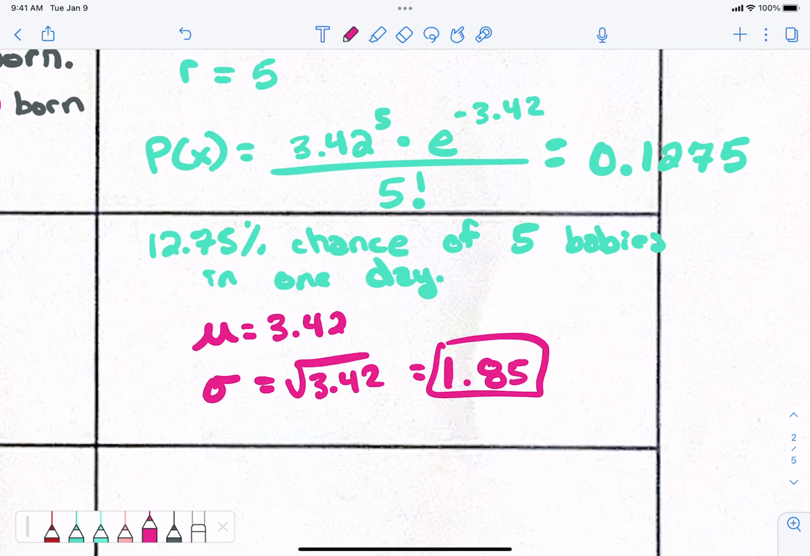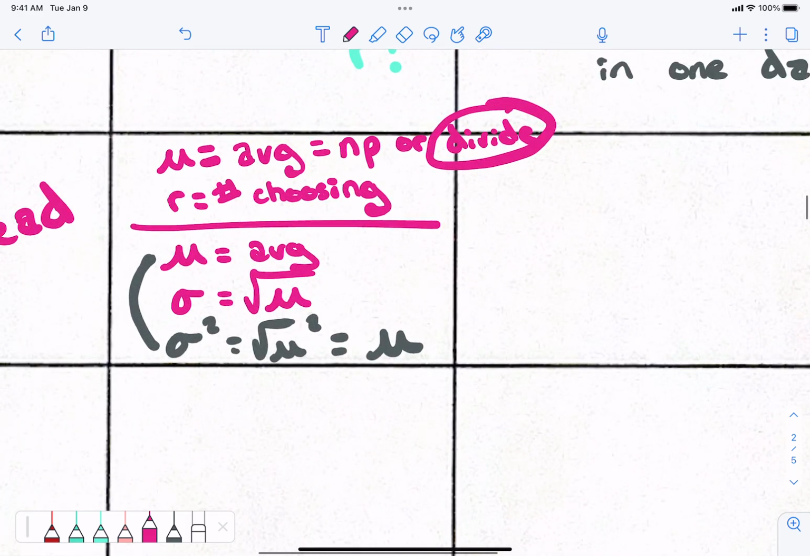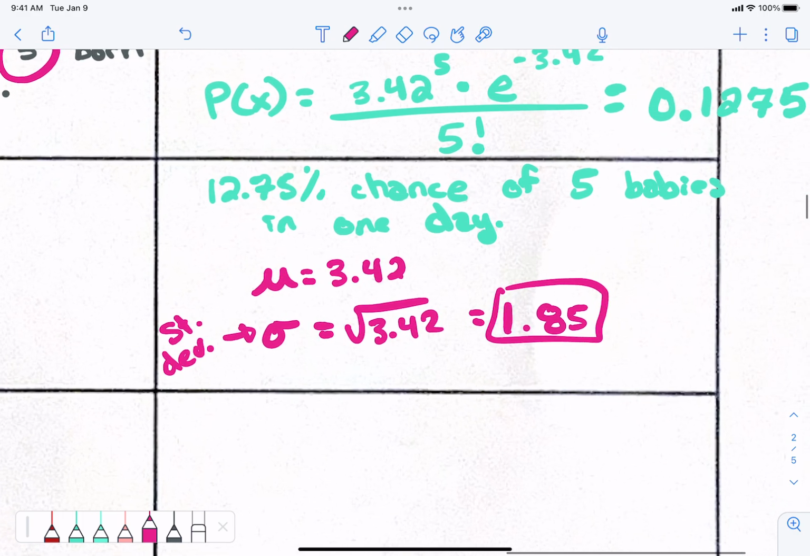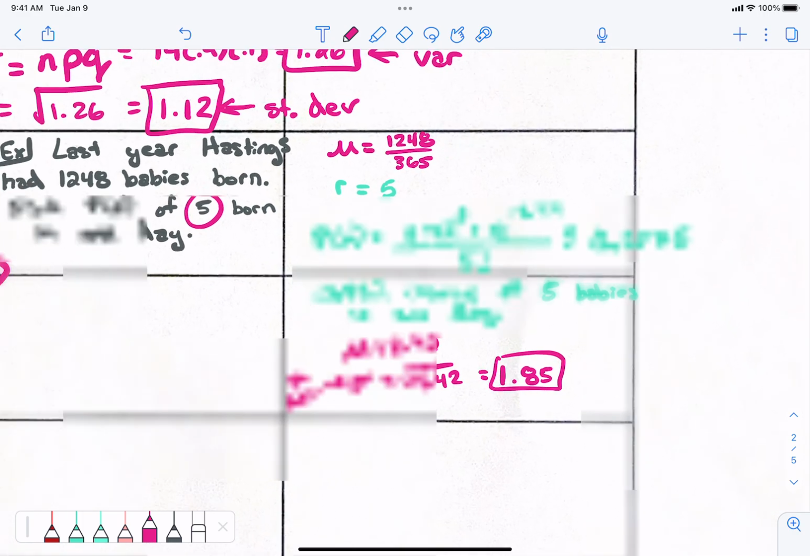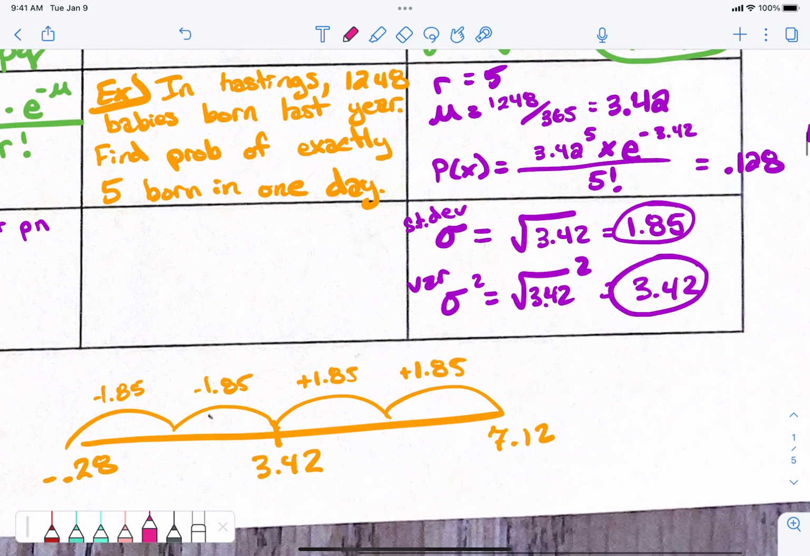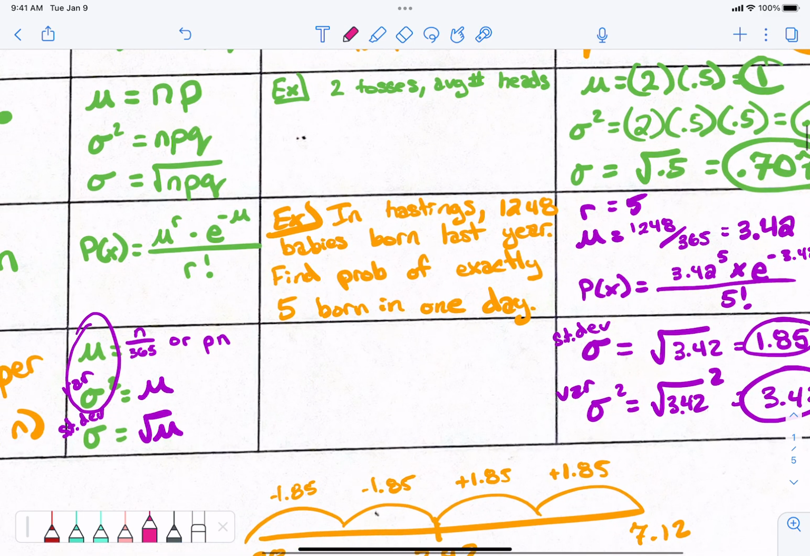Which one's variance? This is standard deviation. Is it called sigma? Standard deviation. Variance. Okay, perfect. Good? Happy with that? Not too bad. Let me make sure I got everything.